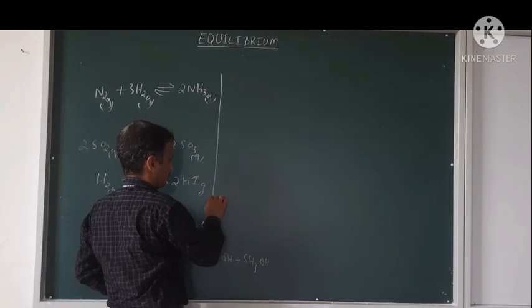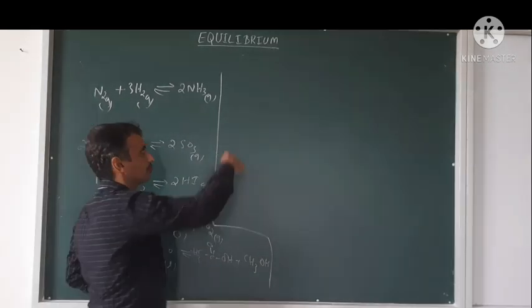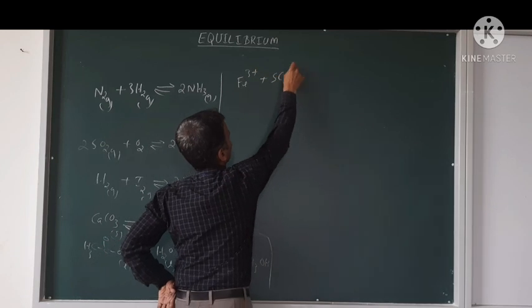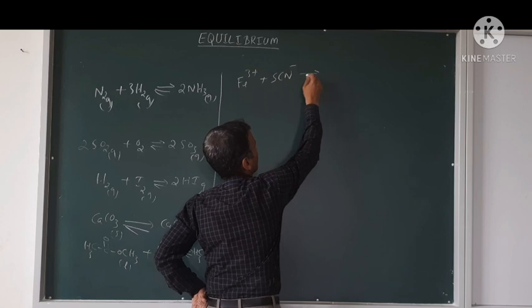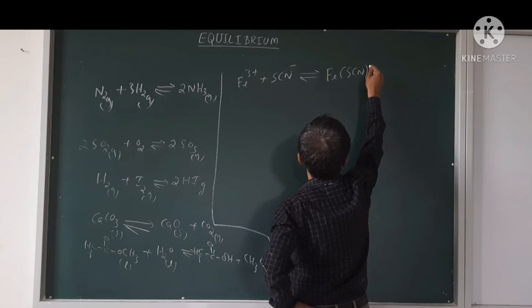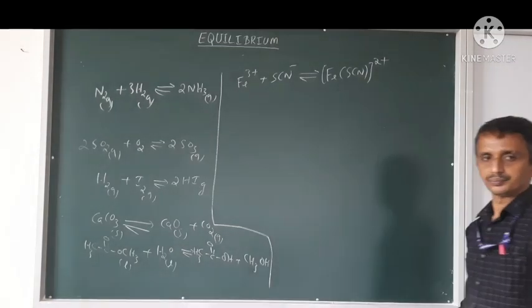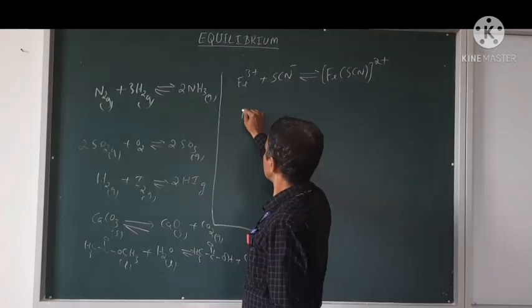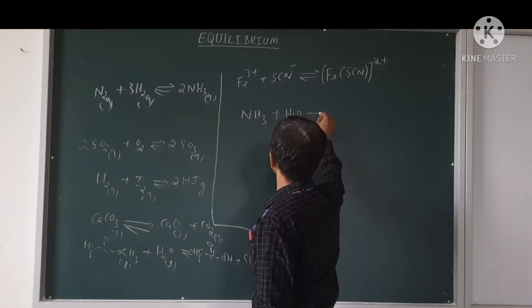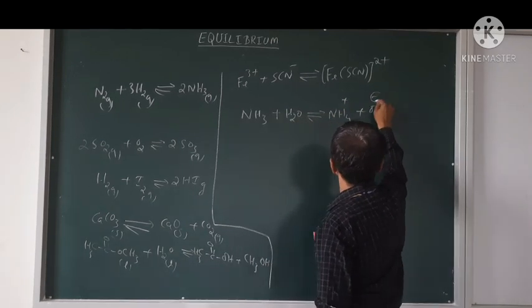Again, I gave that when I explained the effect of concentration etc. Fe3+ plus SCN minus ion which is in equilibrium with FeSCN with 2 plus charge. Oh, I'll give one more example. NH3 plus water giving NH4 plus and OH minus.